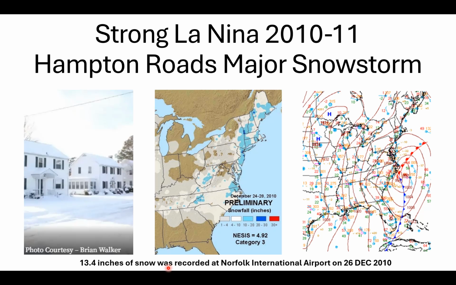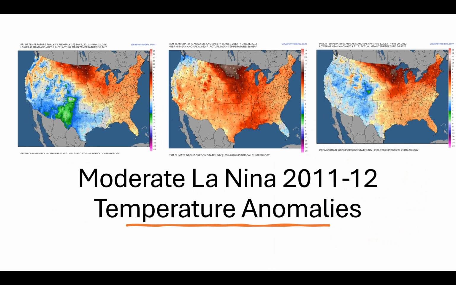So 13.4 inches of snow was recorded at the Norfolk International Airport on the 26th of December 2010. Just phenomenal. Like I said, the snow began on the 25th of December, Christmas night, and it lasted through the 26th of December, and it was coming down hard. Unfortunately, I missed this one. I was back in the Midwest enjoying multiple snowstorms there, so I wasn't completely cheated out of a nice snowstorm, but this was a pretty good snowstorm for Hampton Roads cities, and it occurred during a strong La Nina winter.